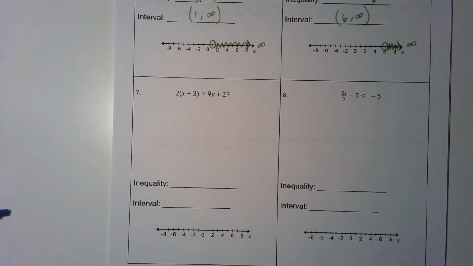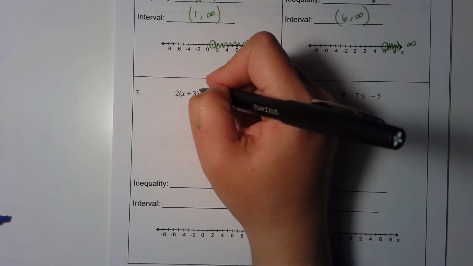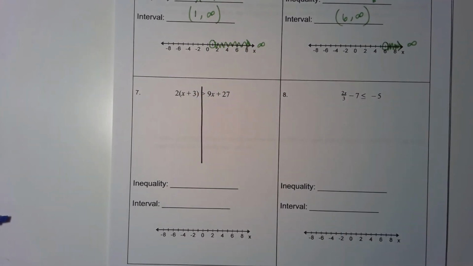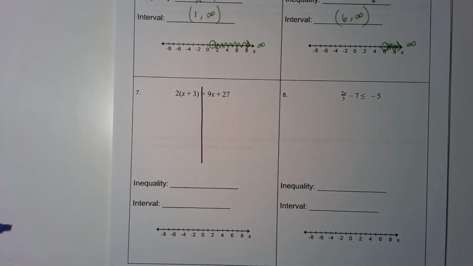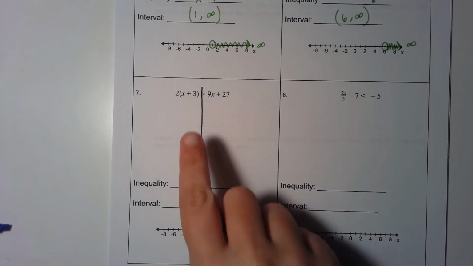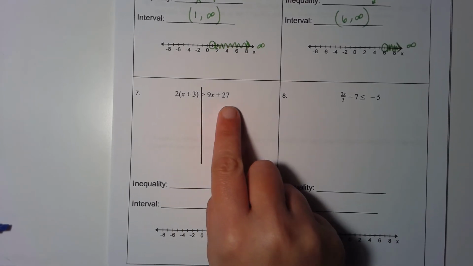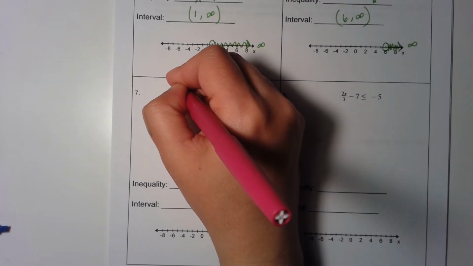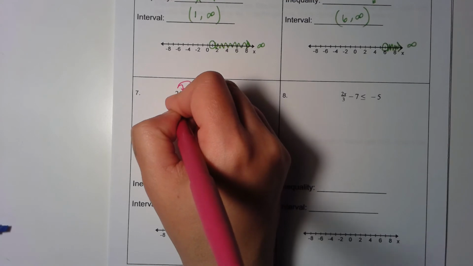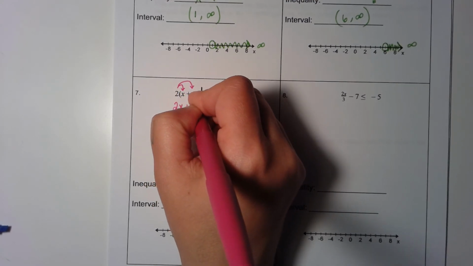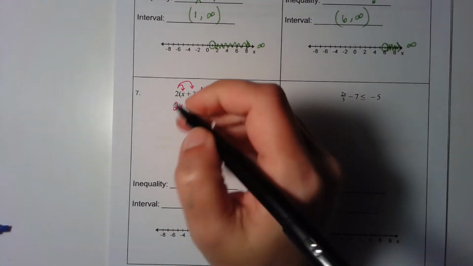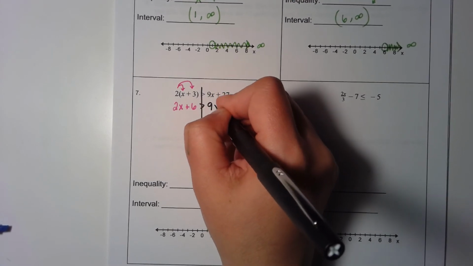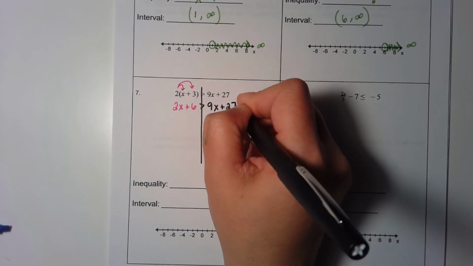Next, for number 7, I'm going to start by drawing a vertical line through my inequality symbol. Now, in this case, the first thing that I'm going to do is think about dividing by 2. However, the 9 and the 27 are not divisible by 2. So what I'm going to do instead is go ahead and distribute the 2, which means I get 2x plus 6, and then I'm going to have that is greater than 9x plus 27.